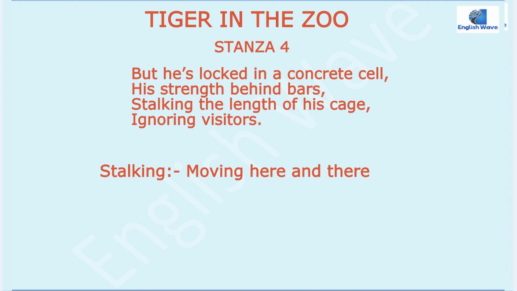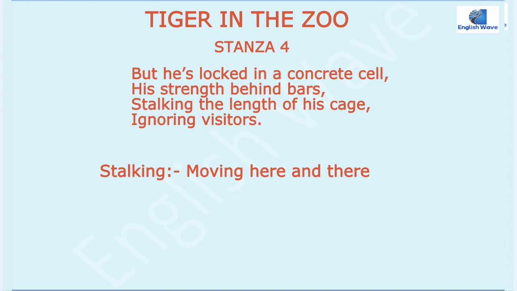But he's locked in a concrete cell, his strength behind bars, stalking the length of his cage, ignoring visitors. In this stanza, the poet stops imagining the tiger's alternative life and returns to its real one. The poet sees the tiger caged in a small concrete cell in the zoo, like a prisoner in the jail.